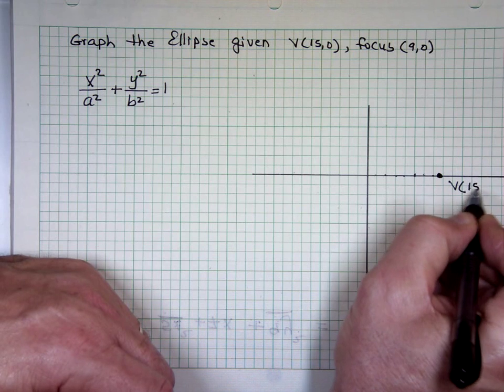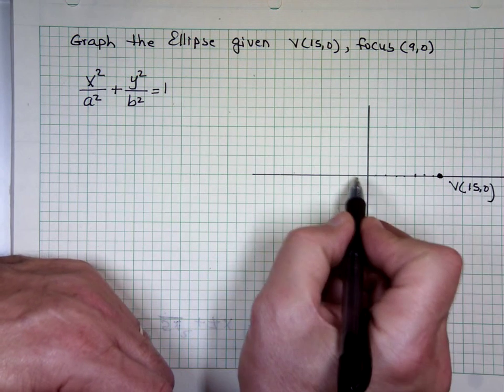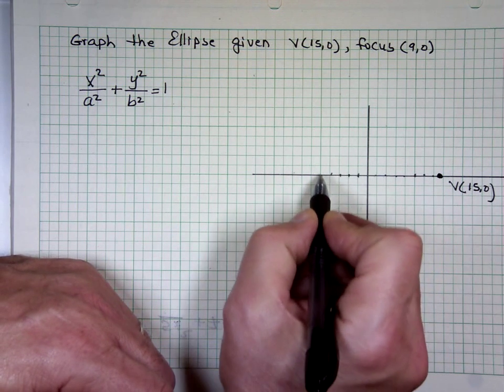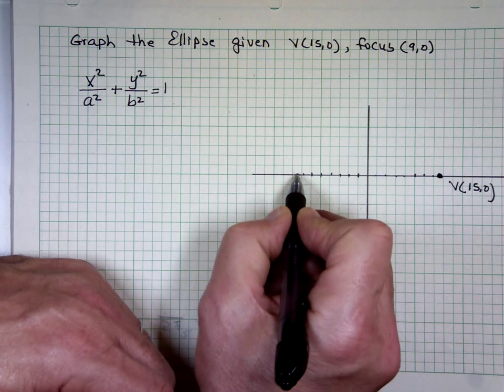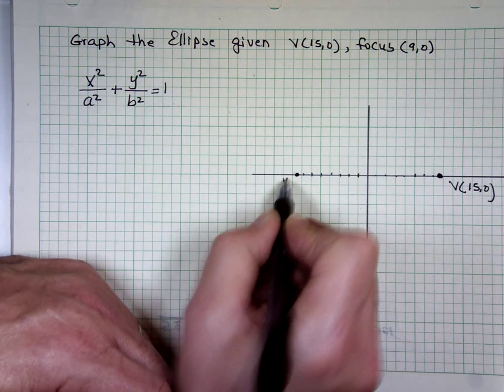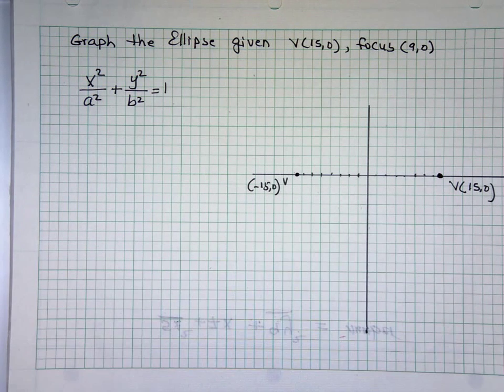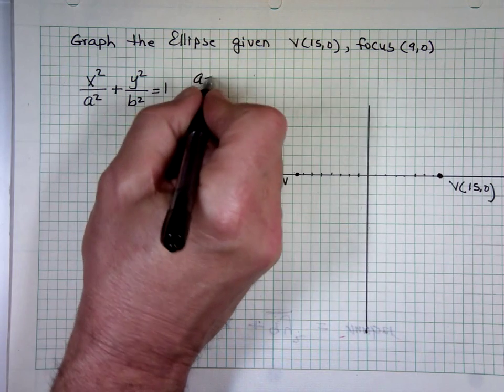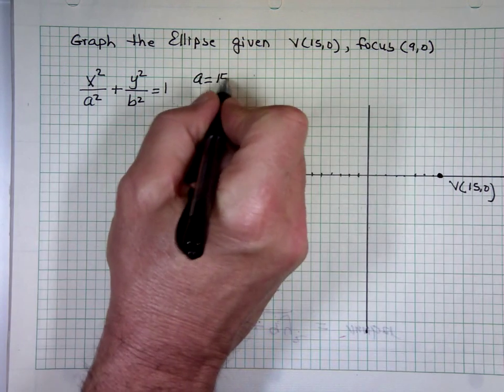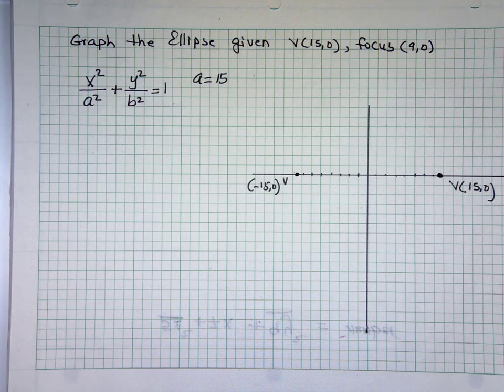That means I have another one. 2, 4, 6, 8, 10, 12, 14, and that's the other one. So I know A here. A equals 15. I need B. Can't graph without B.